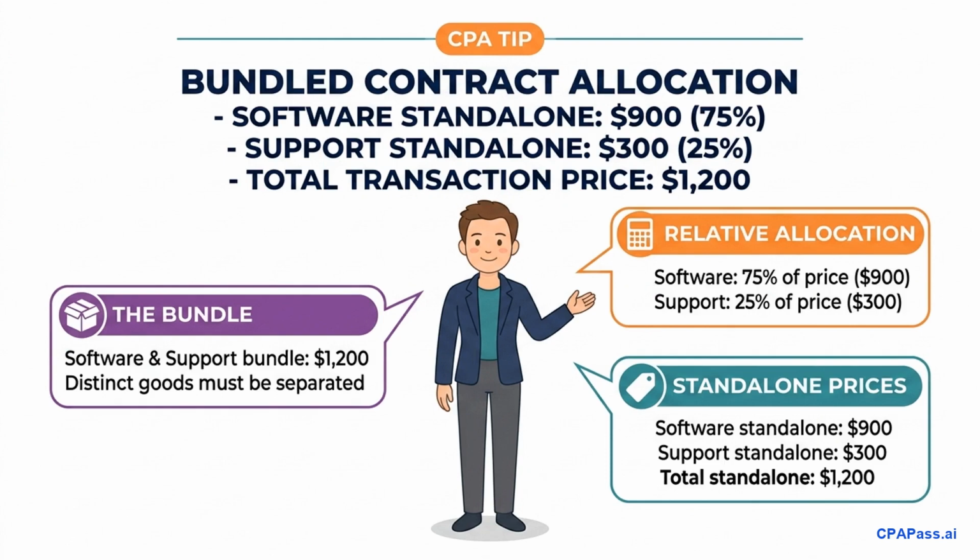Now, let's look at a more complex scenario. Multiple performance obligations. Suppose a tech company sells a software license bundled with 1 year of support for $1,200. The standalone prices are $900 for the software and $300 for support.